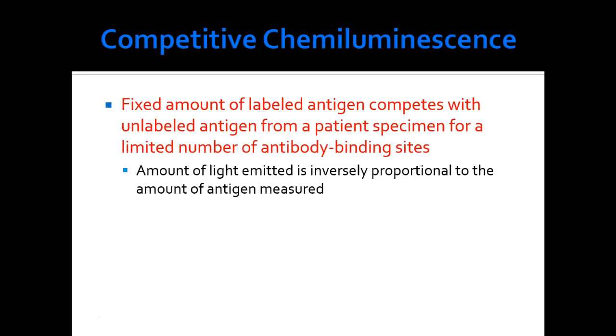The first one, here's the definition, then we'll see a picture. But you do need to memorize the definition or be able to recognize it. A competitive chemiluminescence is a fixed amount of labeled antigen competing with an unlabeled antigen from a patient specimen for a limited number of antibody binding sites. The amount of light that's emitted from this is inversely proportional to the amount of antigen measured.